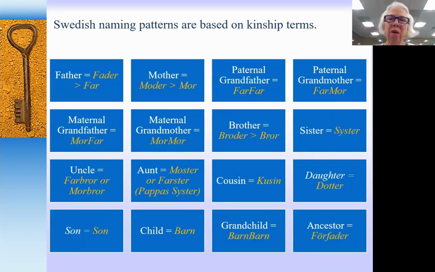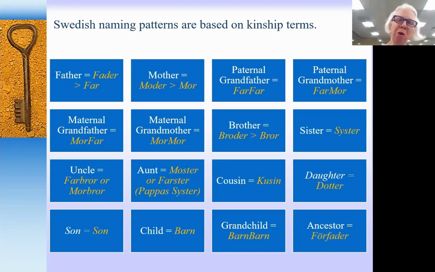Swedish naming patterns are based on what we call kinship terms. The word for father is fader, and it gets clipped to far. The word for mother is moder, and that gets clipped to mor. The paternal grandfather becomes the farfar, meaning the father's father. The paternal grandmother becomes the farmor, the father's mother. The maternal grandfather is the morfar, mother's father. Maternal grandmother, mormor, mother's mother.